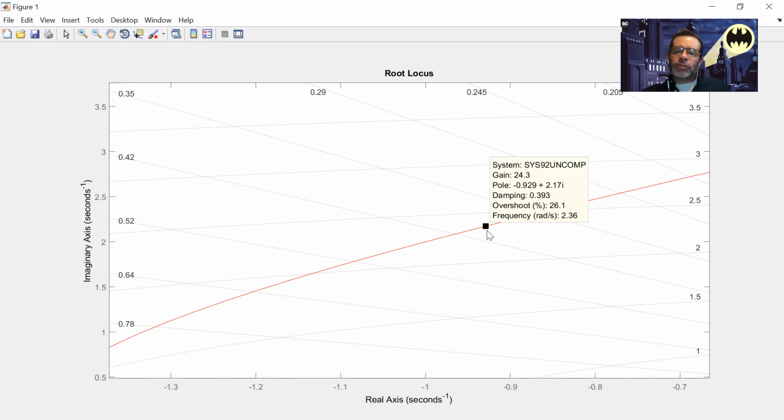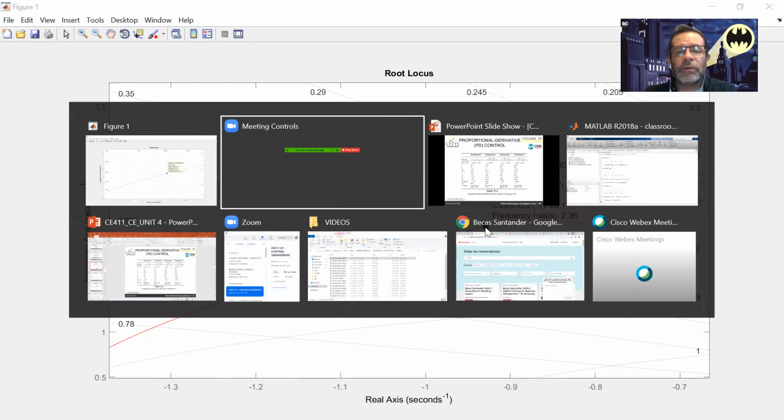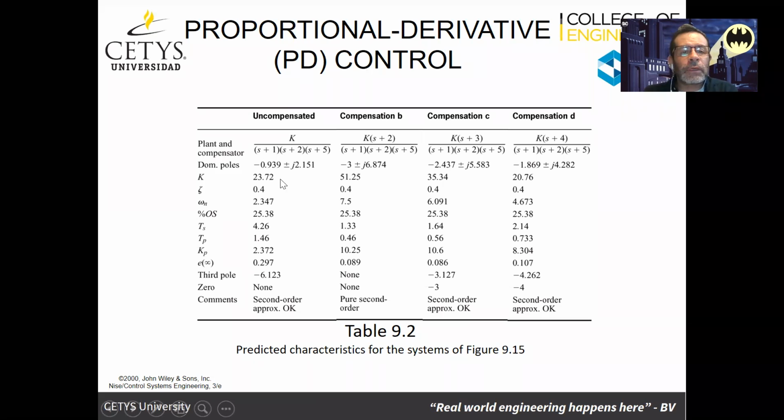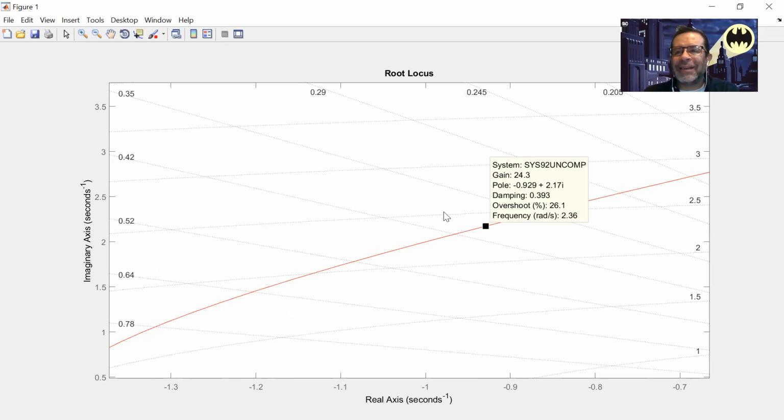Now, notice something here. I'm also given the gain and I'm also given the natural frequency in the pole. So I can take this value, for example, what was the value? The value was 25.38. I can plot the step response, and I can see I have a settling time of 4.26. Maybe that's not good enough, and I need to move this root over to this side. I need to change the root locus.